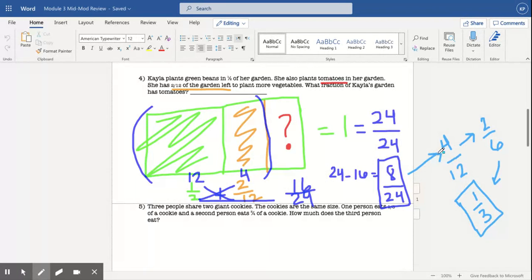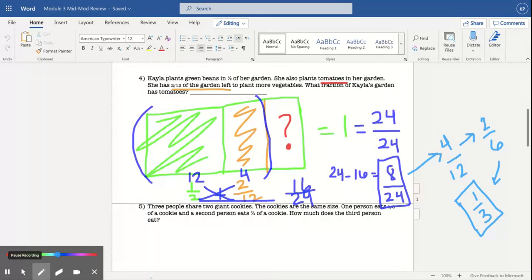Really, any of these, 4/12, 2/6, 8/24, 1/3, they all mean the same thing. They're equivalent fractions and would be acceptable answers. The reason we need to know that 8/24 is the same as 1/3 is because if this was a multiple choice test, 8/24 might not be an option, but 1/3 might be on there. And we need to know that they mean the same thing.